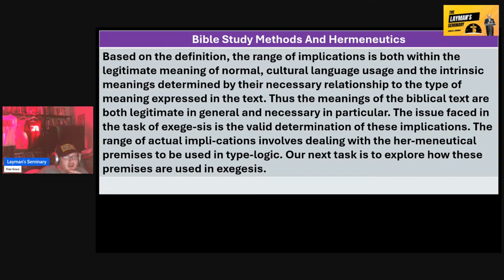Based on the definition, the range of implication is both within the legitimate meaning of normal cultural language usage and the intrinsic meaning determined by the necessary relationship to the type of meaning expressed in the text. Thus, the meanings of the biblical text are both legitimate in general and necessary in particular. The issue faced in the task of exegesis is the valid determination of these implications. The range of actual implications involves dealing with the hermeneutical premises to be used in type logic. Our next task is to explore how these premises are used in exegesis. And that's enough for now.